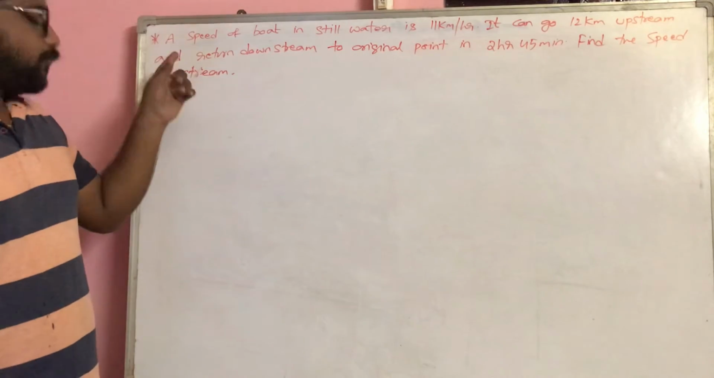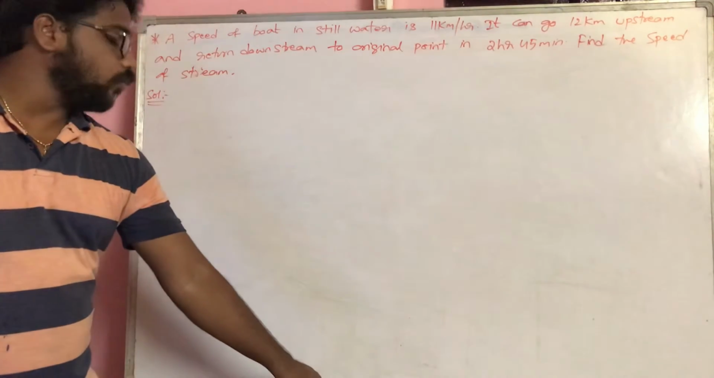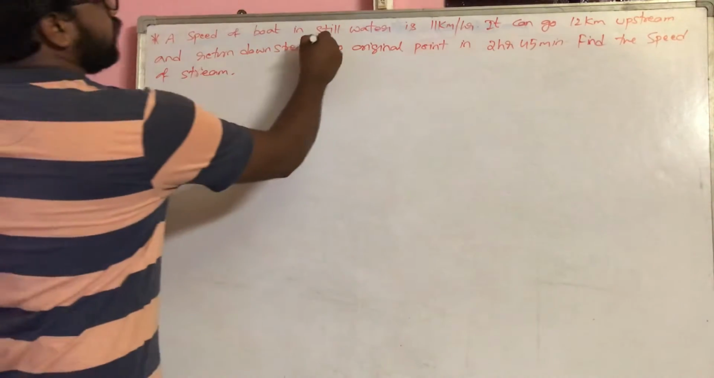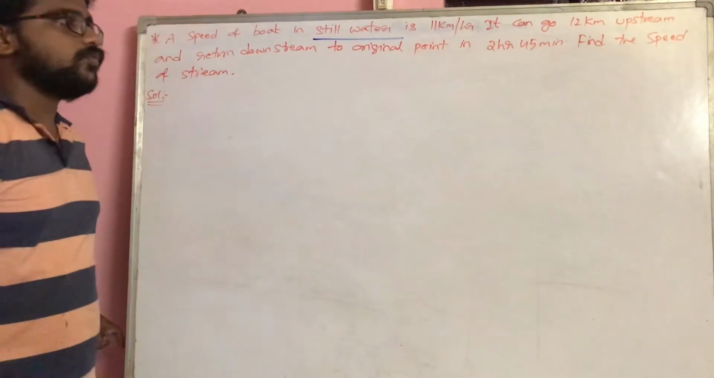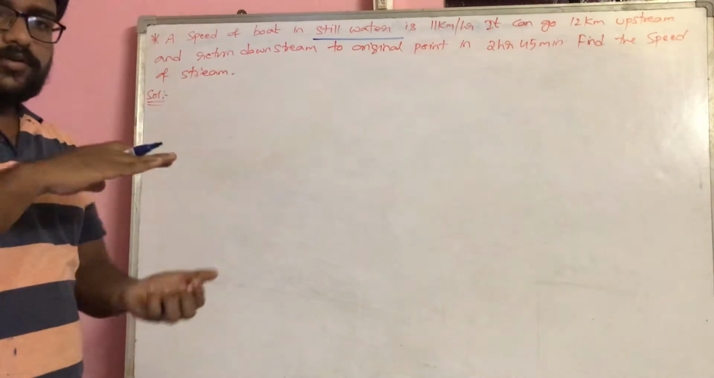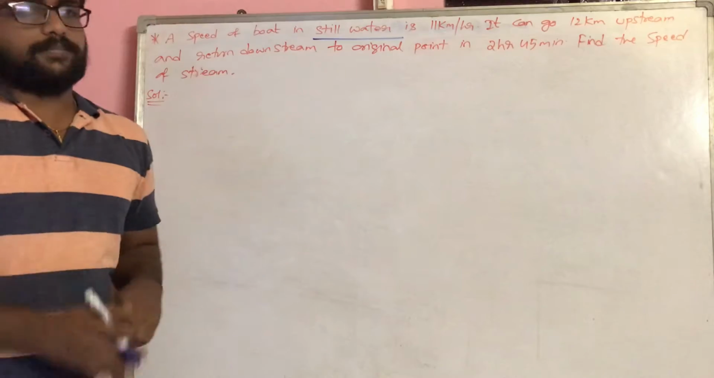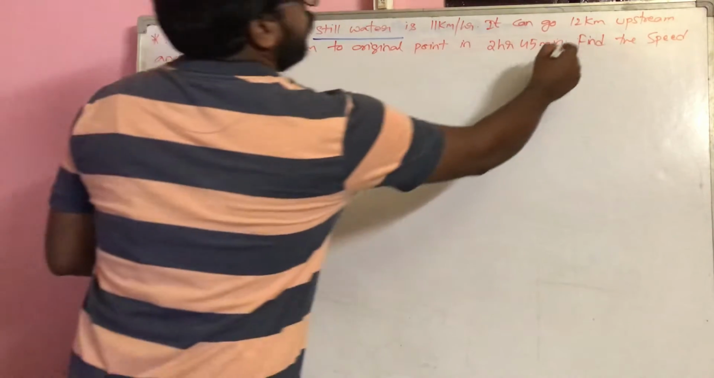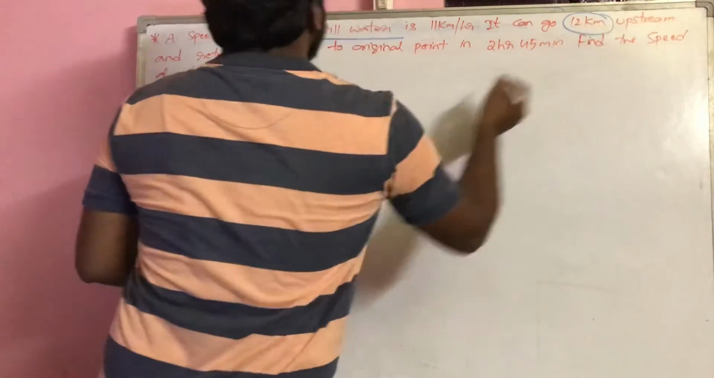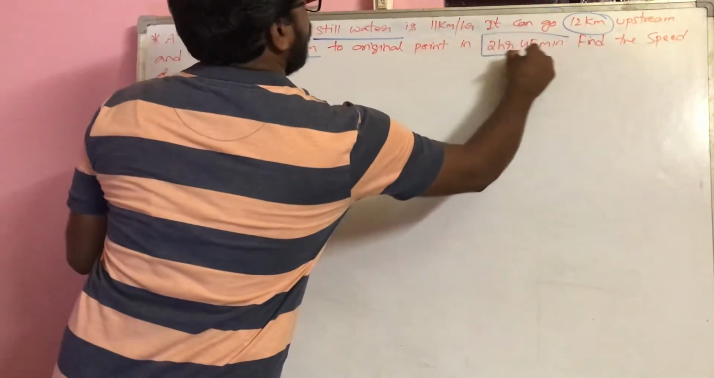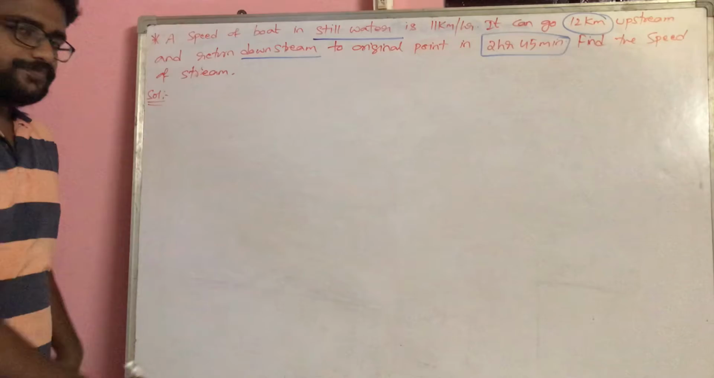See this question: the speed of a boat in still water is 11 km per hour. See here, this is still water, indicating that the water is not moving, it's in a constant state. The boat speed is 11 km per hour and it can go 12 km upstream and return downstream to the original point in 2 hours 45 minutes.